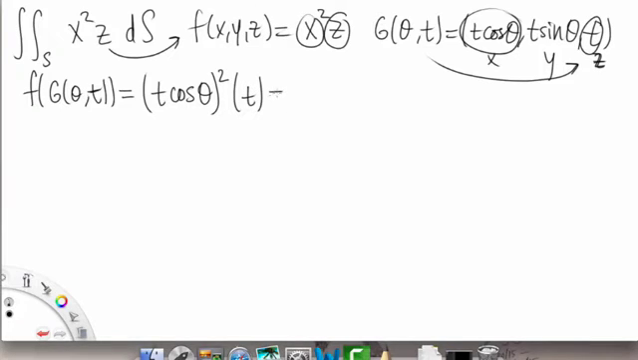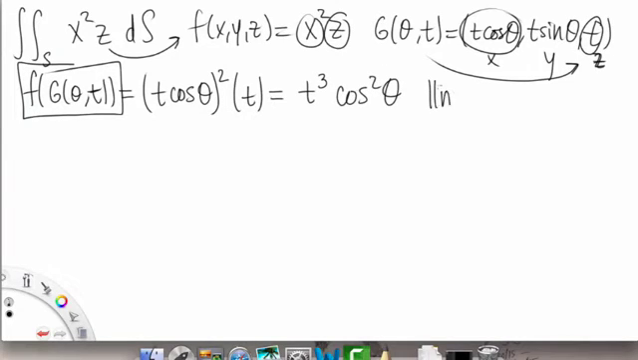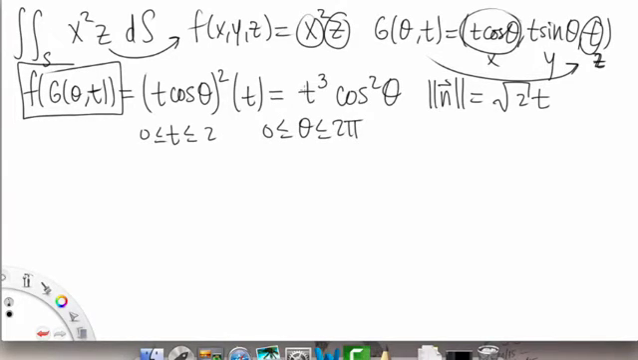So in this case, our f of g of theta and t is going to be t squared cosine squared theta times t, which is t to the third cosine squared theta. All right? So now this is our f of g of theta and t, and we already know the magnitude of our normal is square root of 2 times t, and we already have our bounds: t goes from 0 to 2, and theta goes from 0 to 2 pi. So now we can just write out our surface integral and compute.